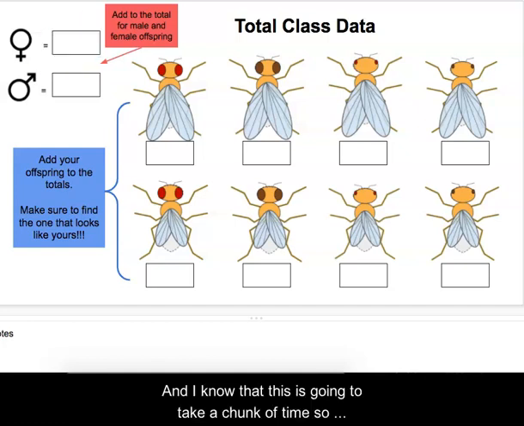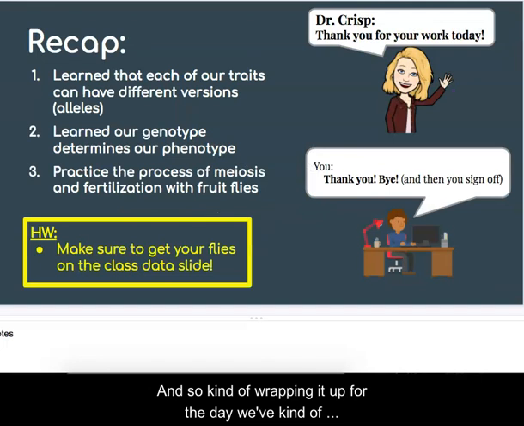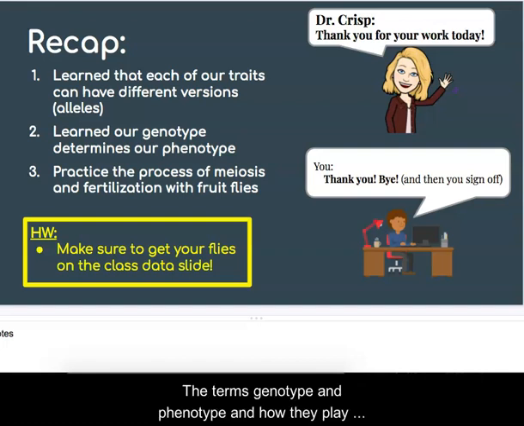Okay. And I know that this is going to take a chunk of time, so we'll see how it goes in class as well. And so kind of wrapping it up for the day, we've learned a little bit about what alleles are, the terms genotype and phenotype and how they play out, and then started to work a little bit with fruit flies. And so the homework piece is to just make sure that you get your team's slide done and data added to that class data set. And we'll pick up again on this next class. All right, thank you.